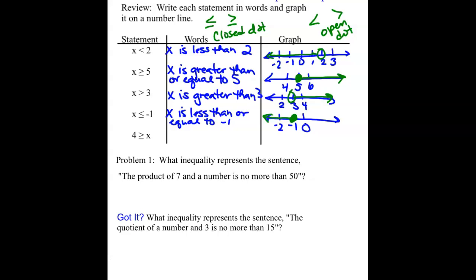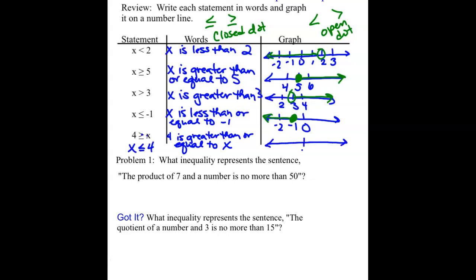This last one here is turned around. We can read it as 4 is greater than or equal to x. Typically, we put the x first. So keep in mind that you can completely reverse this statement. If we turn the whole thing around, we can also say that x here has to be smaller than that 4 or equal to it. So again, we could have written this as x is less than or equal to 4. It would mean the same thing.